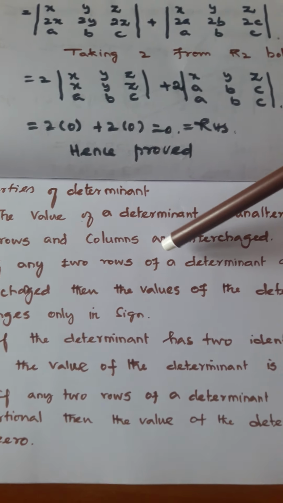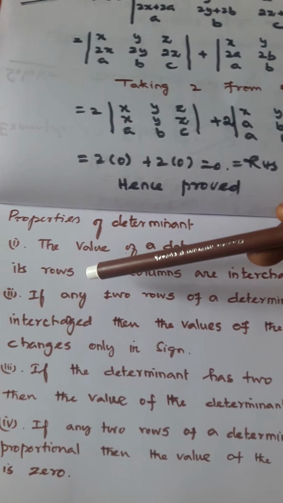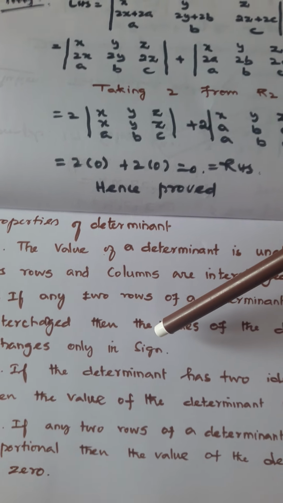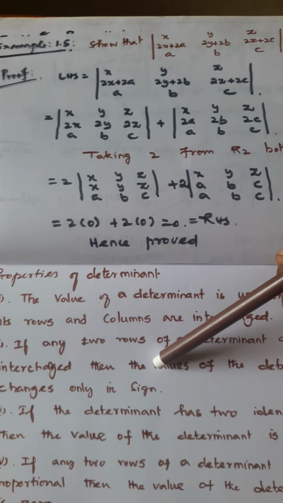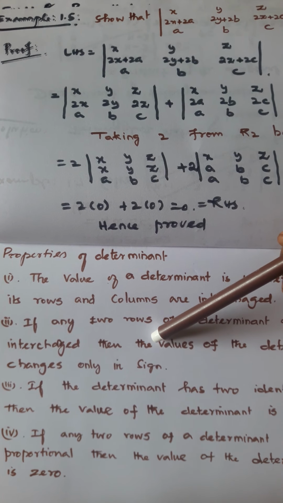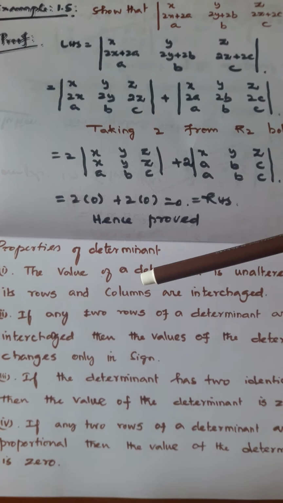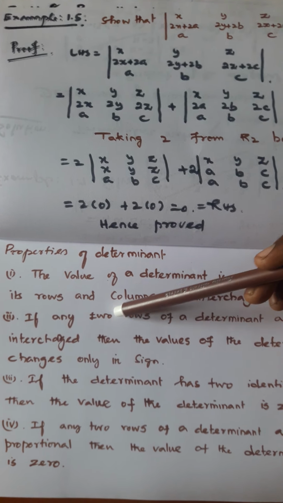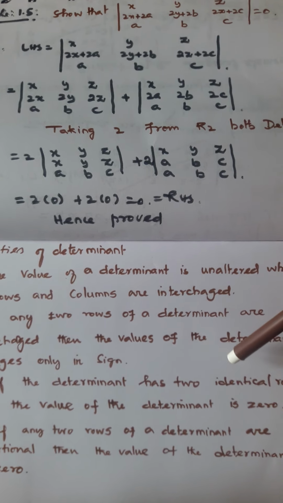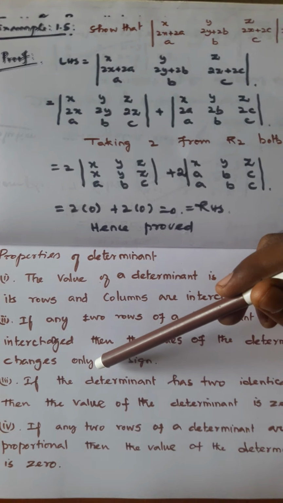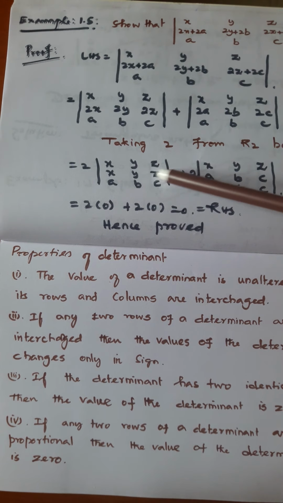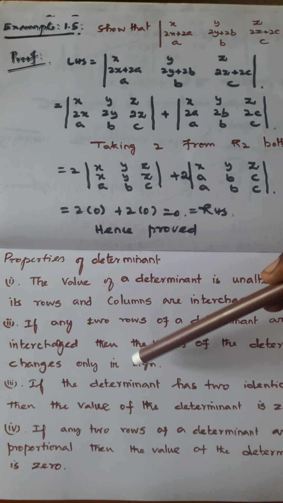Second one, if any two rows of a determinant are interchanged, then the value of the determinant changes only in sign. When you are interchanging two rows or two columns, you will be getting a minus sign. If you are interchanging 3 rows and 3 columns, no change in the value of the determinant. Okay. And the third one, if the determinant has 2 identical rows or 2 identical columns, then the value of the determinant is 0. I told you, no. So here 2 rows are equal.